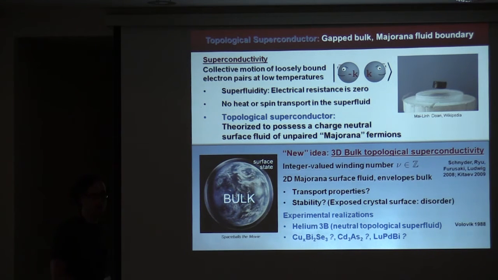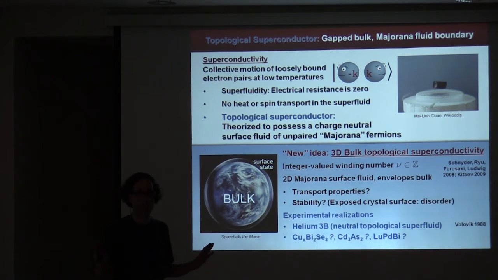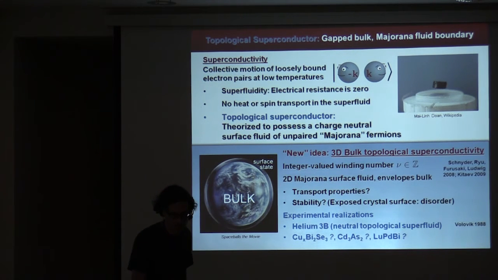There's a famous paper by Fu and Berg, Liang Fu, proposing copper bismuth selenide as a potential topological superconductor. More recently, people are also looking at Dirac semimetals, half-Heusler compounds, but I think the jury is still out, and that's all I have to say.